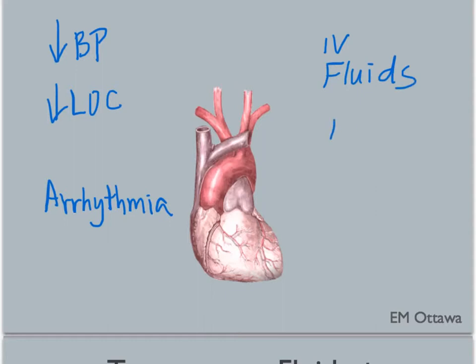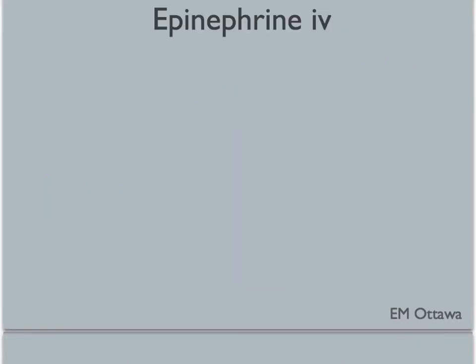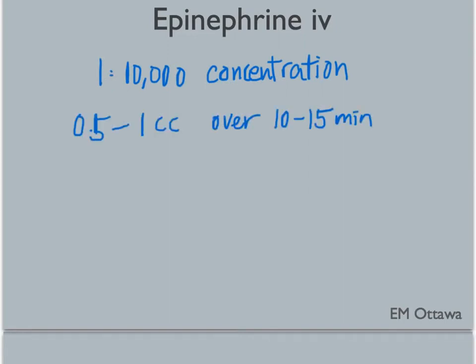Often, we start with 1 to 2 liters of intravenous fluids. If after 1 to 2 liters of fluids the patient is still hypotensive, we often will start a vasopressor. It could be something like dopamine or epinephrine. If we're using epinephrine, we often use a 1 in 10,000 concentration as an infusion. The dose is 0.5 to 1 cc over about 10 to 15 minutes. That translates to about 50 to 100 micrograms of epinephrine.